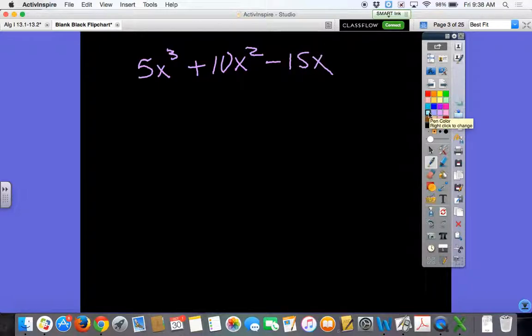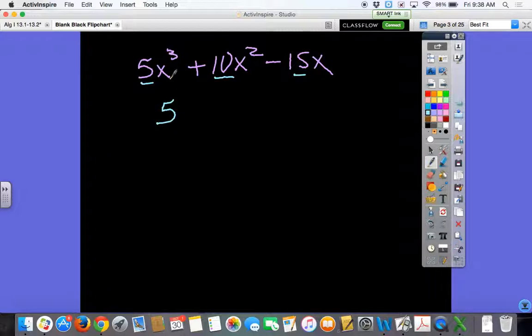Personally, I think that the small problems like this are tougher than the larger ones. Let's see here. If we've got 5x to the third plus 10x squared minus 15x, let's just do a little practice. Look at your numbers. Is there a number that goes into all three? Yes, there is. The biggest one is 5.